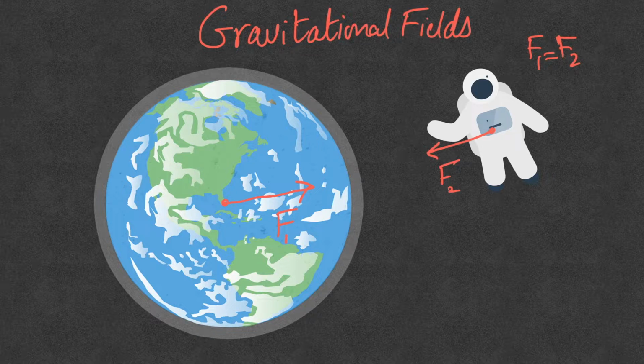And the third condition is that the forces must be of the same type, which means in this case both forces are attractive. The Earth is attracted towards the astronaut and the astronaut is attracted towards the Earth.